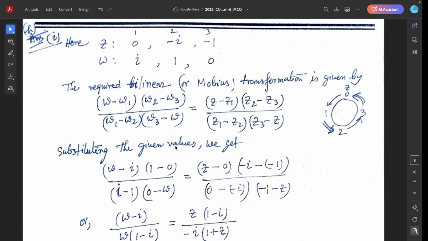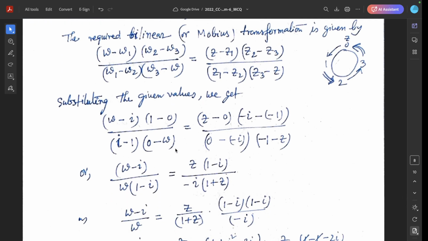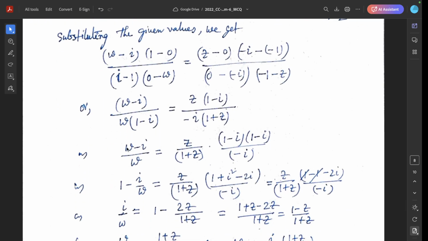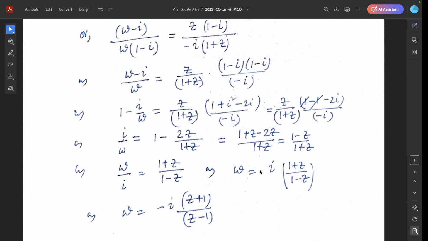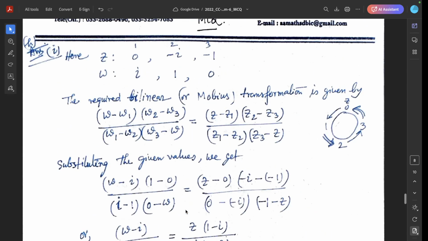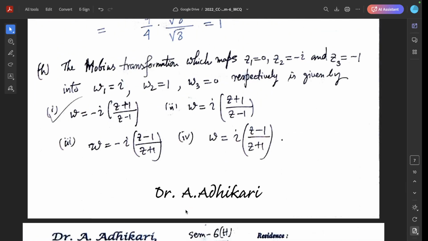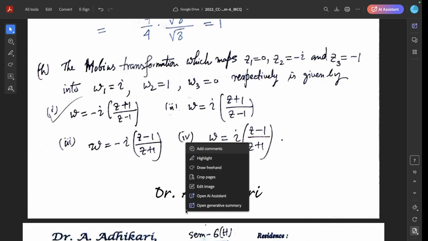Substituting these values for Z and W, we get this, and after simplification, we get W equal to i into (1 minus Z) by (1 plus Z), that is W equal to minus i (Z plus 1) by (Z minus 1).